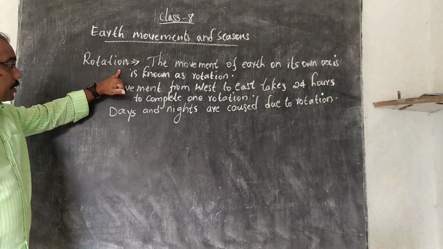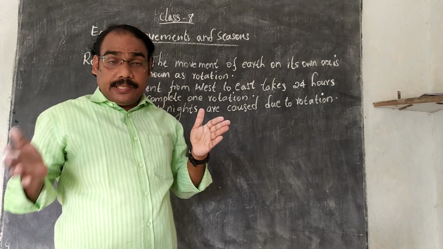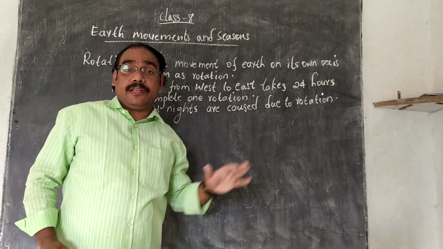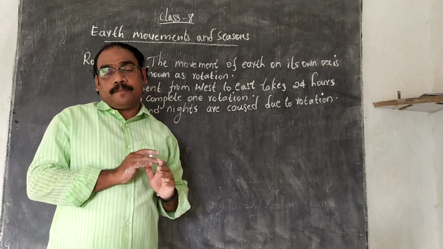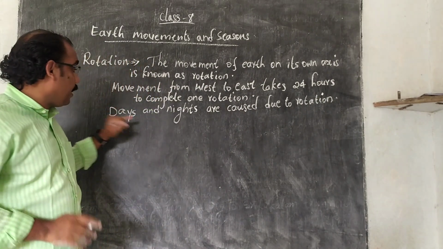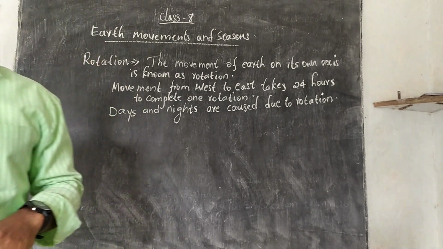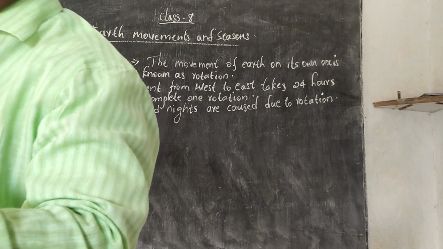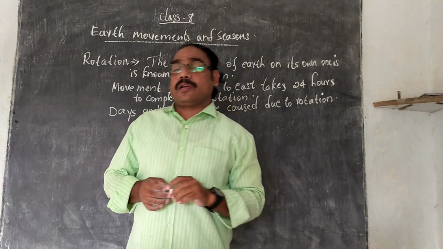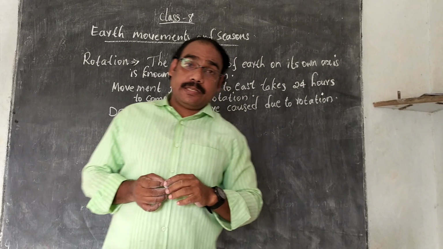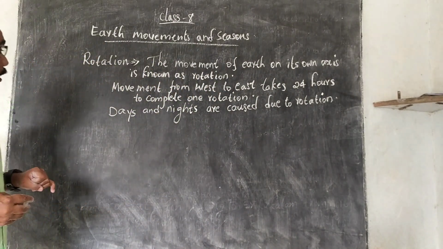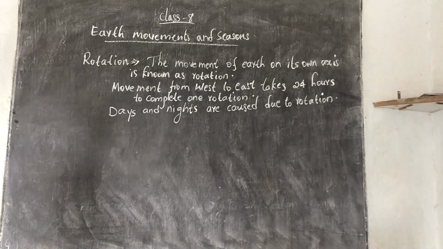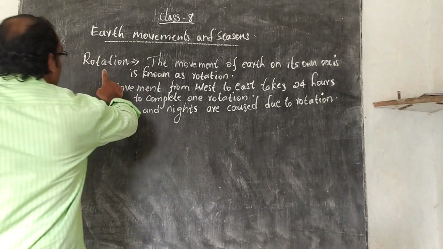So rotation means the movement of the earth on its own axis. It takes 24 hours to complete one rotation from west to east. Because of that rotation, we have days and nights. Already you know, it also influences the local temperature and wind movement. So that is known as rotation.